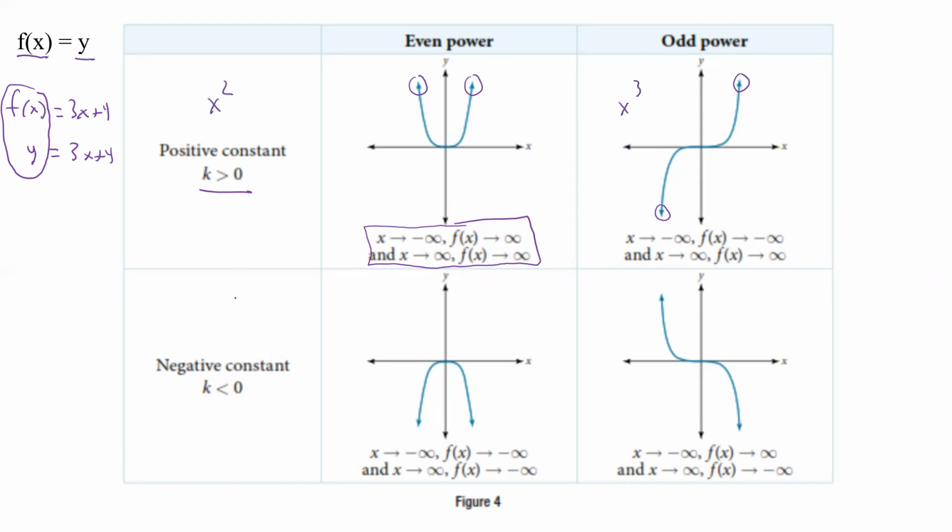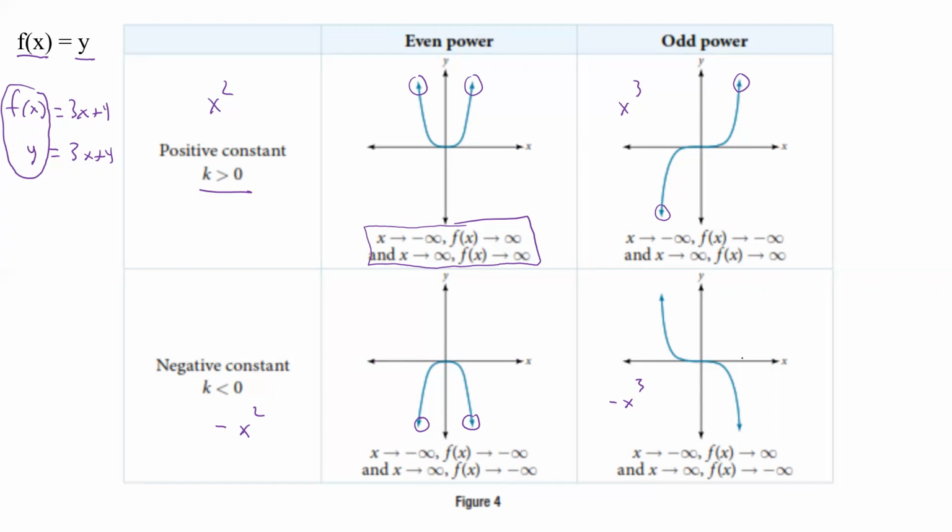But if we have a negative constant, k is less than 0, so say we have a negative x squared or a negative x cubed, what happens is this one we flip over this axis, and so we come over here and we come over here, and that's going to happen. And so now they're both going to negative infinity, whether x goes to positive or negative infinity. And so either one of those we get going to negative infinity. Now, what about this one?